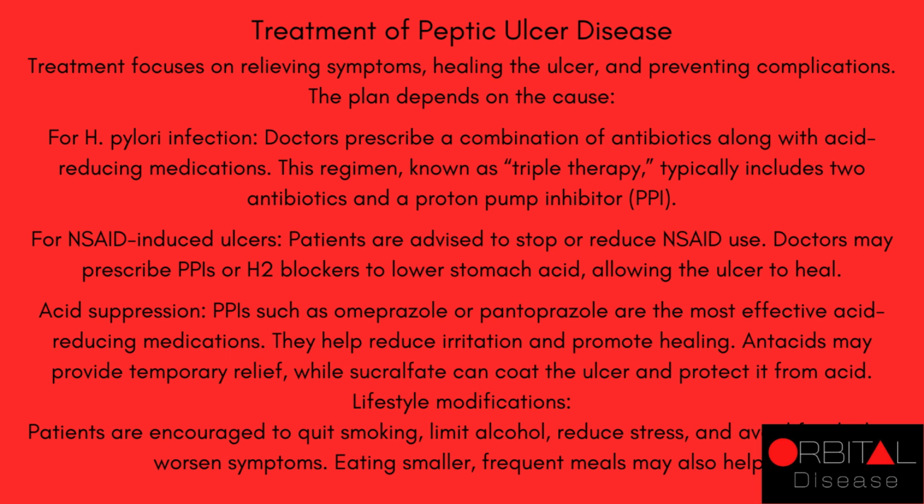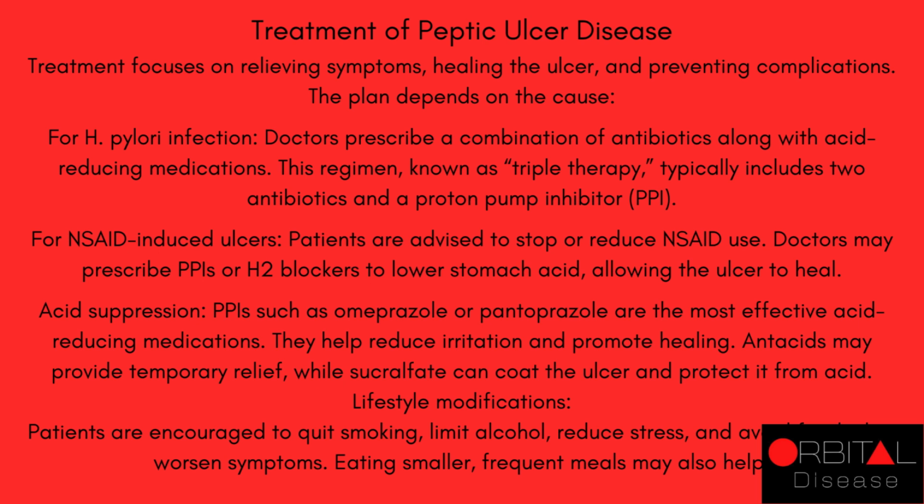Treatment of peptic ulcer disease. Treatment focuses on relieving symptoms, healing the ulcer, and preventing complications. The plan depends on the cause. For H. pylori infection, doctors prescribe a combination of antibiotics along with acid-reducing medications. This regimen, known as triple therapy, typically includes 2 antibiotics and a proton pump inhibitor, PPI. For NSAID-induced ulcers, patients are advised to stop or reduce NSAID use. Doctors may prescribe PPIs or H2 blockers to lower stomach acid, allowing the ulcer to heal.